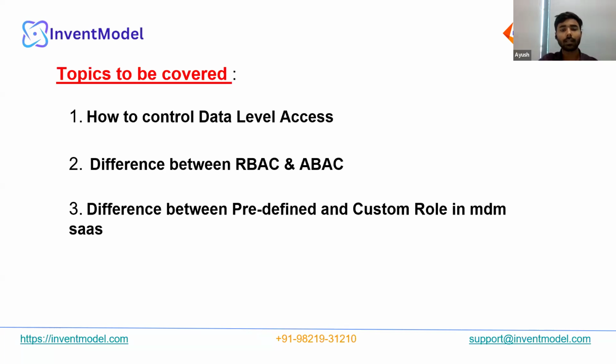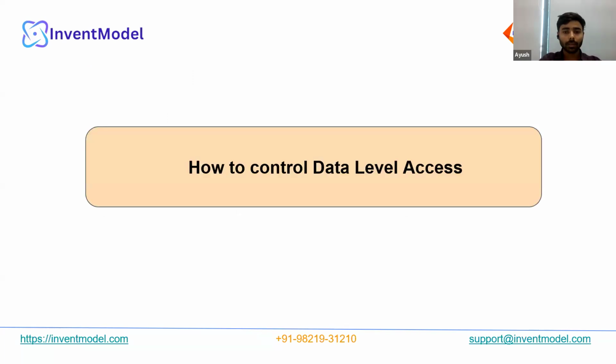Our topics are how to control data level access, the difference between RBAC, which is role-based access control, and attribute-based access control, which is called ABAC, and the difference between predefined role and custom role in MDM SaaS. I am going to cover what data level access is and how to control it.